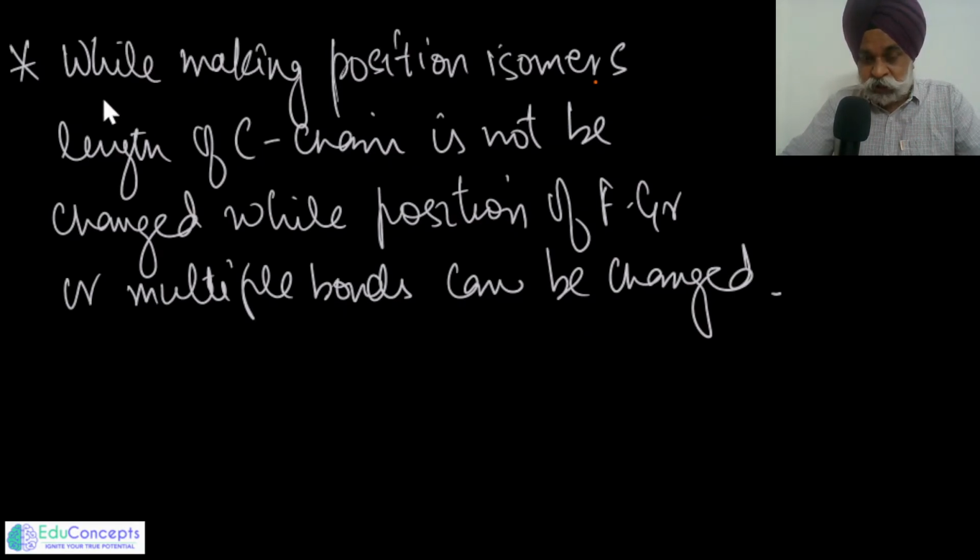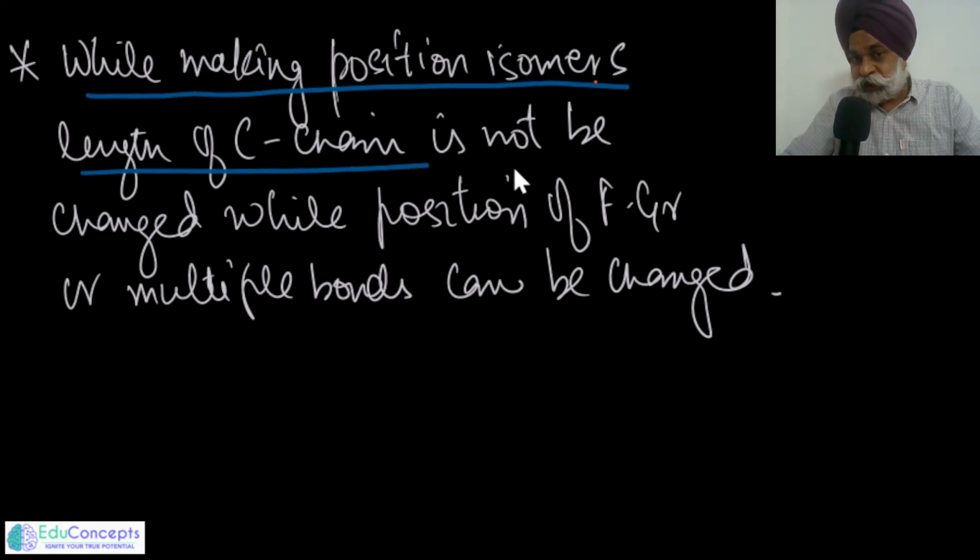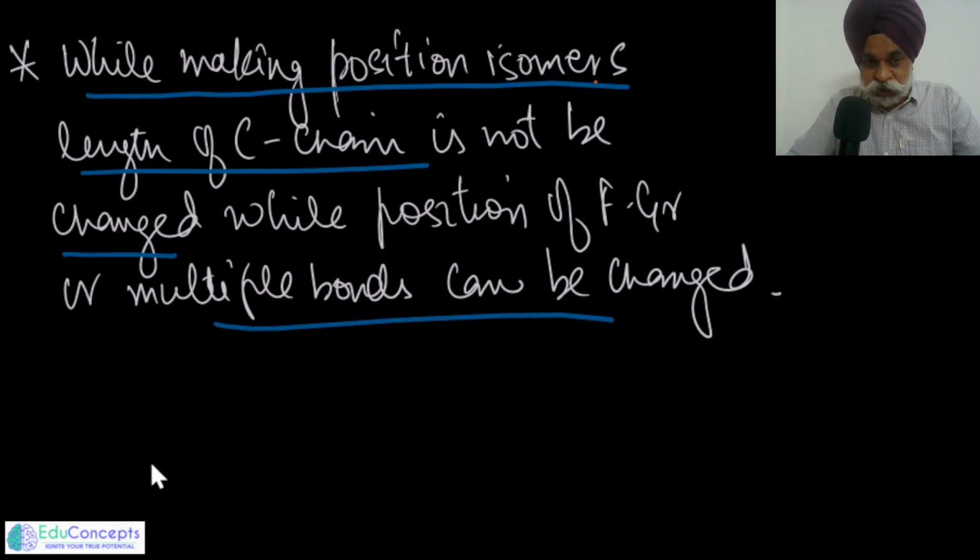So here I categorically wrote it. While making position isomers, the length of the carbon chain is not to be changed, while the position of the functional group, multiple bonds or substituents can be changed. So that point you always have to keep in mind. Let us do a few questions.